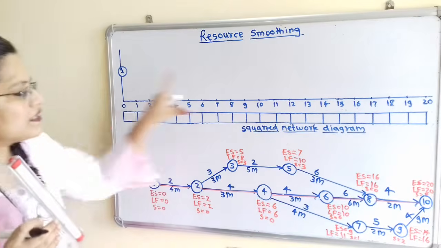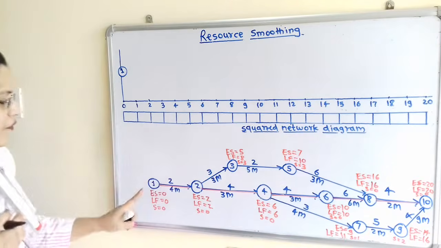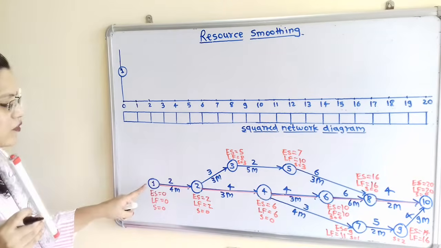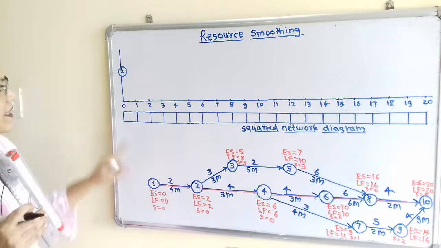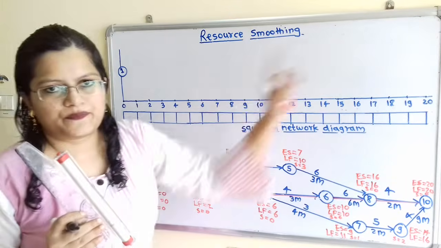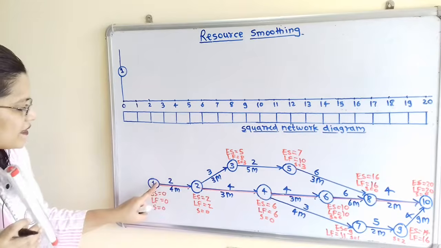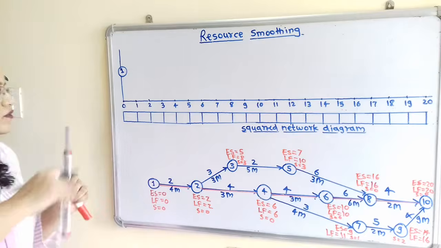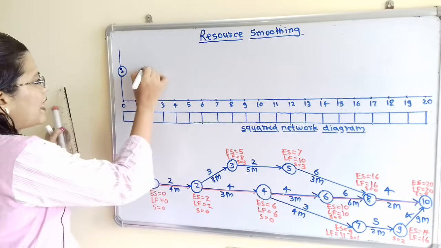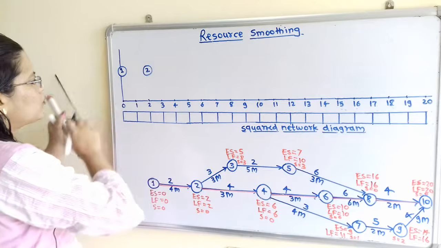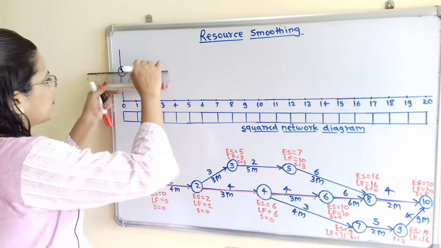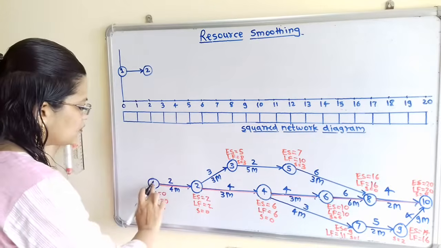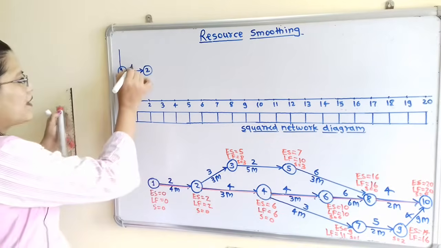Now how to complete this squared network diagram? So we have to first draw the critical path. That is, we have to complete the activities on the critical path along the straight line. So how to draw? So critical path is 1 to 2. For this 1 to 2, duration is 2 weeks. So 0 plus 2, that is 2. So I will show here the node number 2. Now for this squared network diagram, we have to show resources on this arrow. So for this 1 to 2, 4 mains are required. So I will show 4.